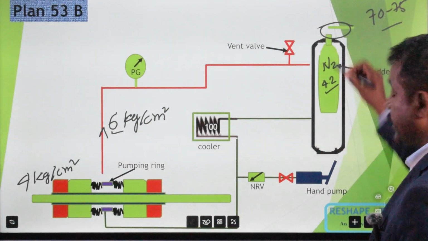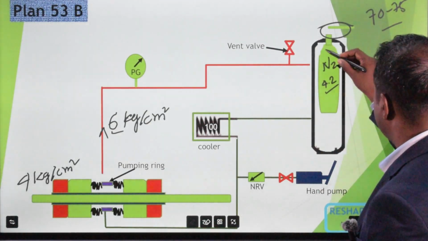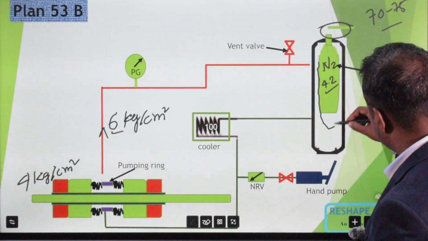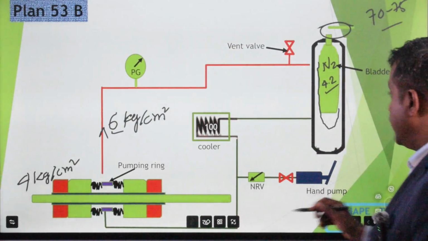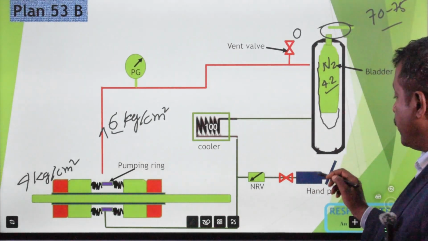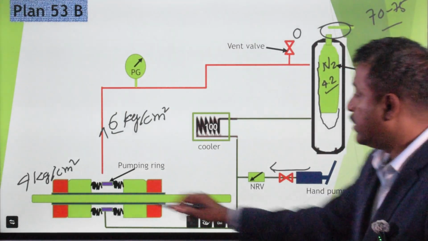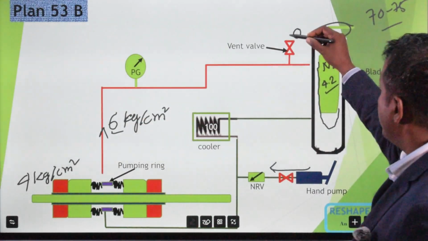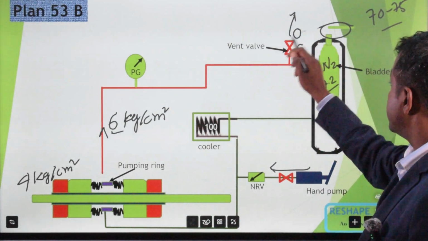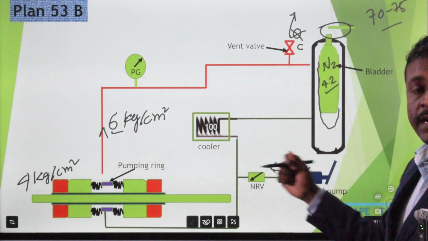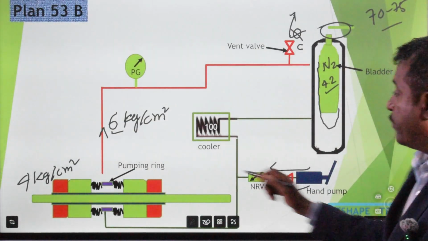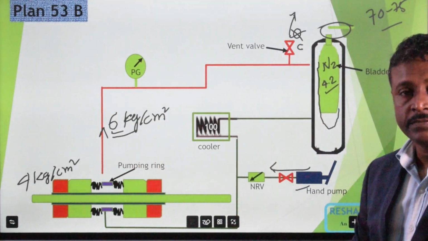When we pressurize this bladder with nitrogen and fill it with 4.2 kg pressure, the bladder will expand like this. Then we open this vent valve, and with the help of this hand pump, we fill the liquid into the seal flushing system. When the venting operation is completed, we close this valve and again pressurize the barrier liquid with this pump, and with this pump we maintain the 6 kg pressure here.